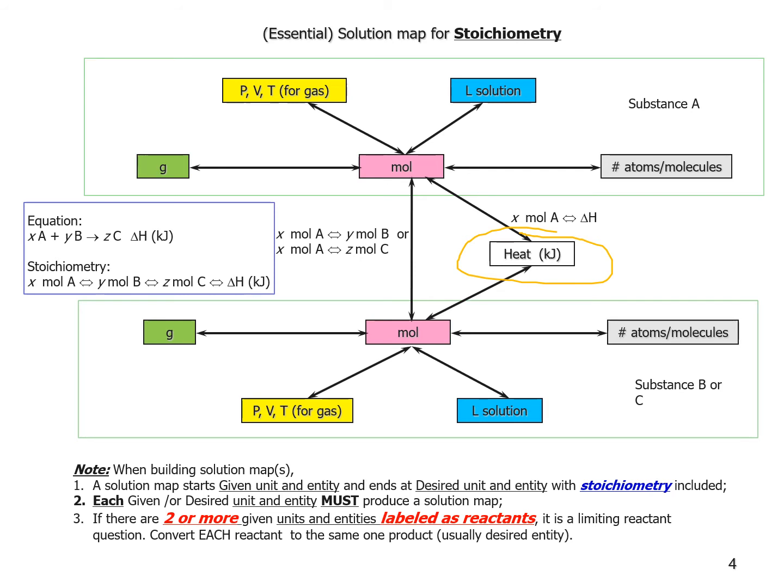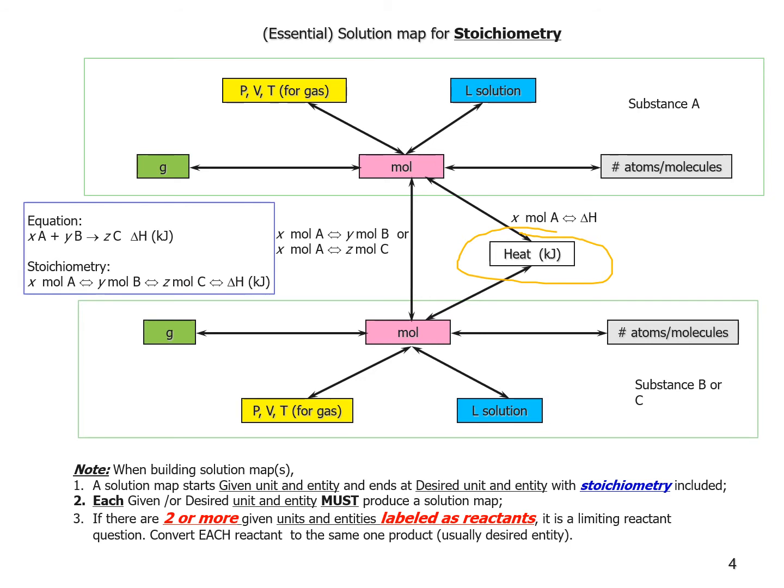But usually, we consider heat as one of the terminals of this solution map if we want to design it, because usually if we have a thermochemical equation going on, people will ask how much heat is released, how much heat is absorbed by the reaction. So once we put the heat into this solution map here, things can become more and more complicated and more interesting.